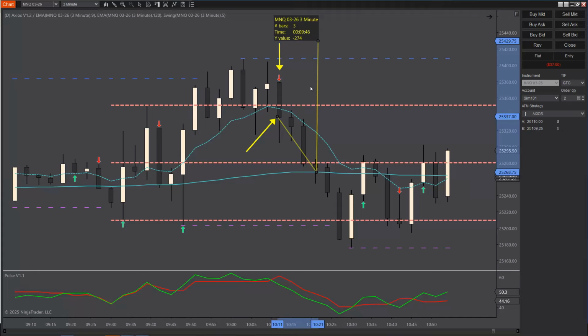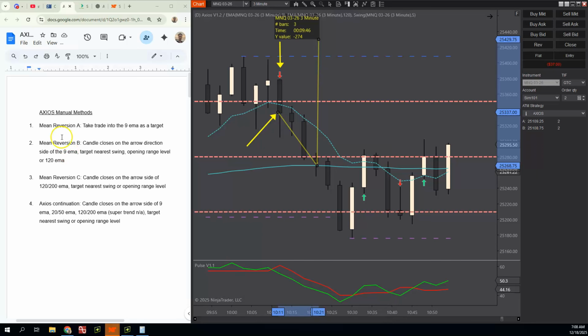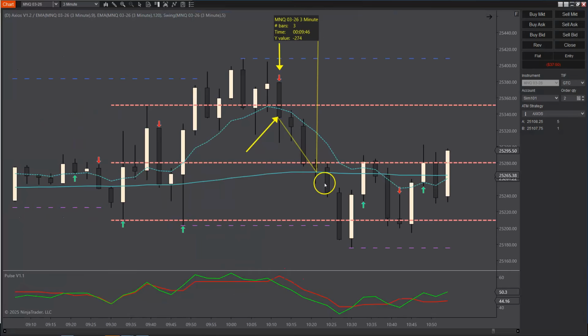It's weird. Anyway, so that is the B setup, and I don't mean A is better than B, and maybe I should just name them 1, 2, 3, or maybe we should give them pattern names or something. But mean reversion B is we need a candle closing on the directional side, the short side of the 9 moving average. We enter here and we exit at the middle of the opening range. Let's find another one of those. Oh, here's another one right here, actually.